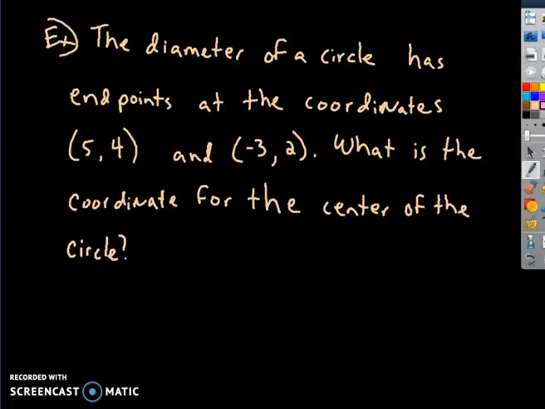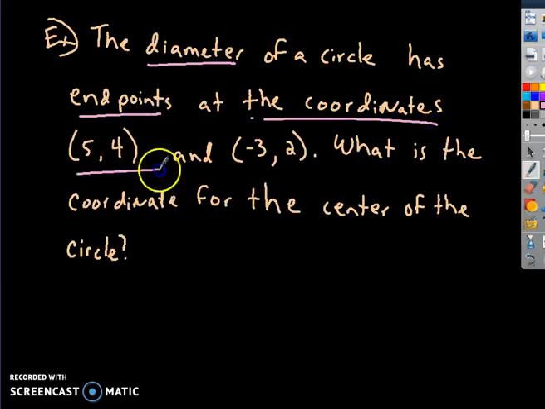Alright, so the diameter of a circle has endpoints at the coordinates (5, 4) and (-3, 2). What is the coordinate for the center of the circle? Alright, so they gave you a clue. They said the diameter has endpoints at these coordinates. I personally would try any kind of geometry question like this with a picture, so I'm going to draw a quick picture of what's happening here.